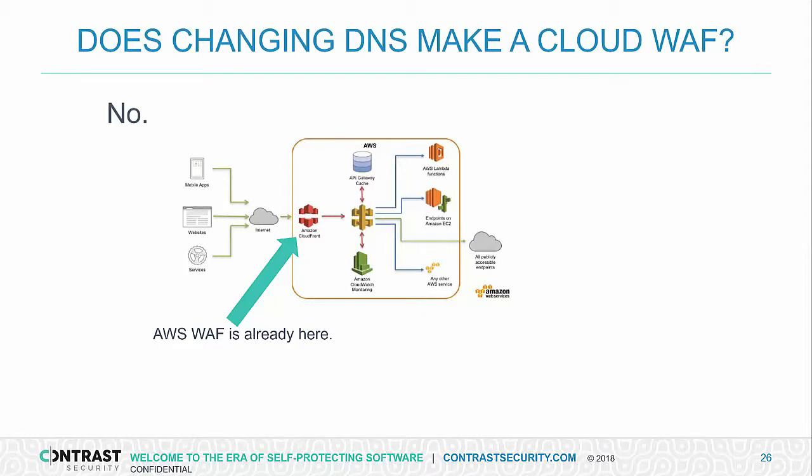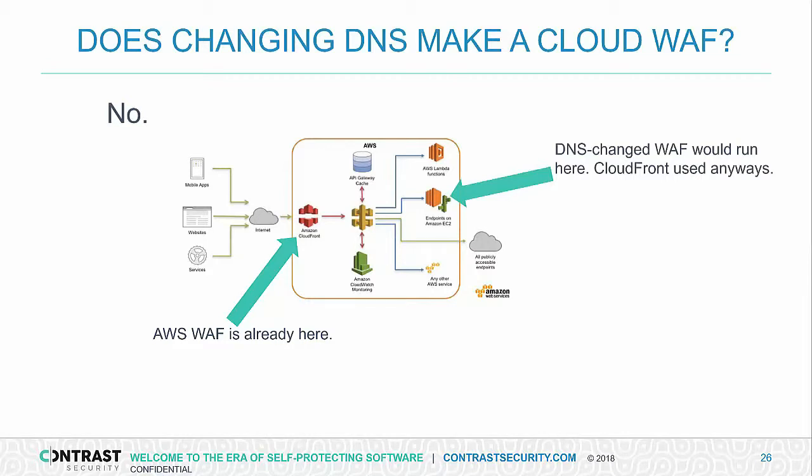It's called CloudFront because it's the front of the cloud, and a web application firewall is security in the front, application in the back. And the thing is, when we go to have our own custom WAF here, it has to run somewhere, which is generally going to be in EC2. So the DNS changed WAF is going to run in that EC2 area anyways, and you don't avoid using CloudFront, which already has a WAF.